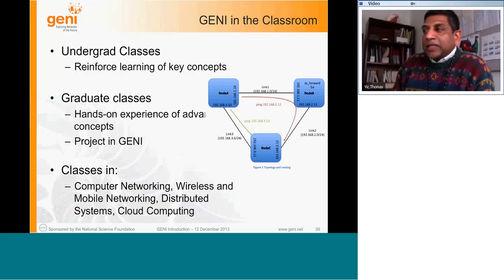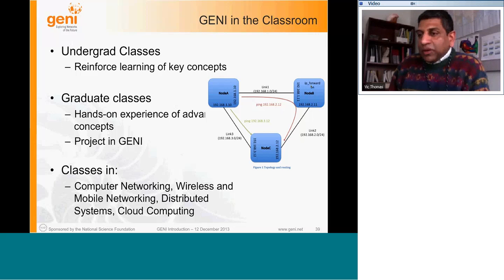And in undergraduate classes, it's used to reinforce concepts such as IP routing. One of the more popular exercises that people do on GENI is set up a small network, like this three-node network you see, and have students log in. Since they have root access to these virtual machines, they can configure IP tables and set up routing tables according to what's specified in the exercise.